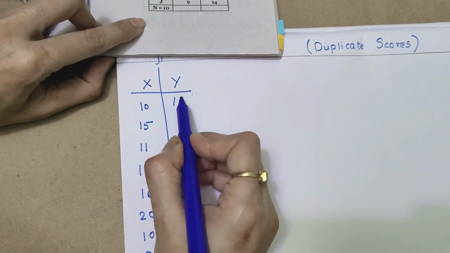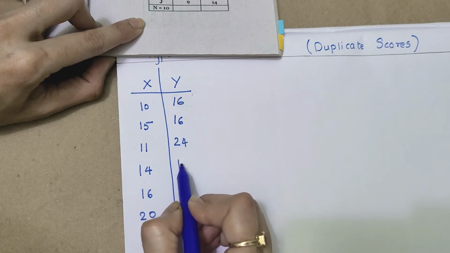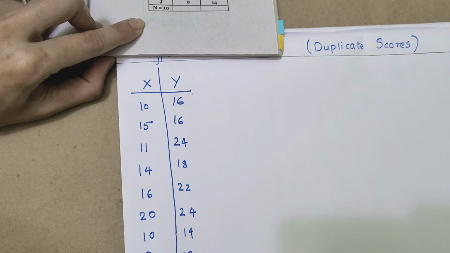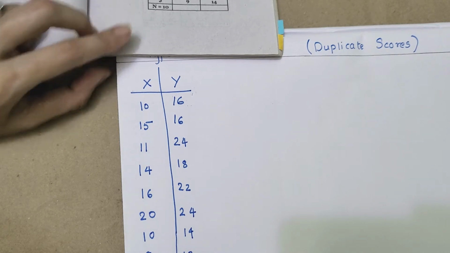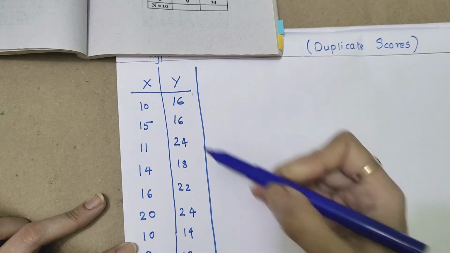Now Y: 16, again 16 is repeating, 24, 18, 22, 24 again repeated, 10, then 12 and 14 again repeats. Now what in case of these kind of problems?